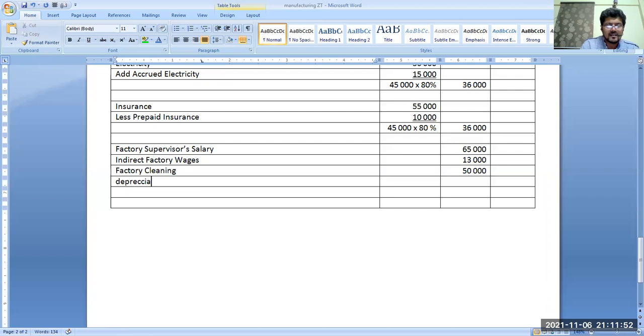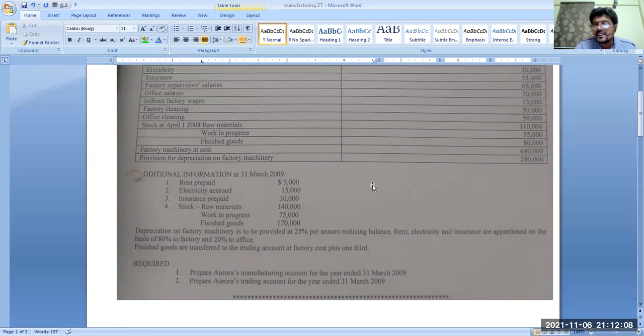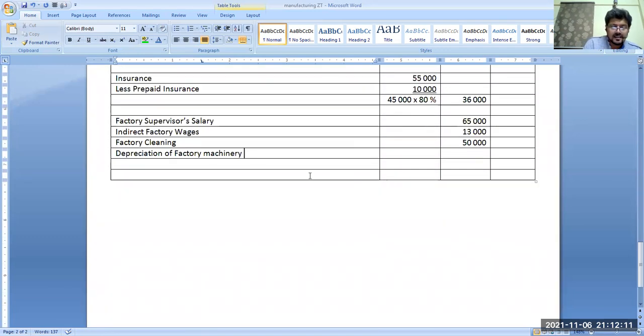Depreciation of factory machinery. How to calculate? 25% here it is, using reducing balance method. So cost is 640,000. Okay. 640,000 minus 280,000 provision for depreciation, multiply by 25% rate. So 640,000 minus 280,000, 360,000 multiplied by 25%. 90,000 is your amount of depreciation.